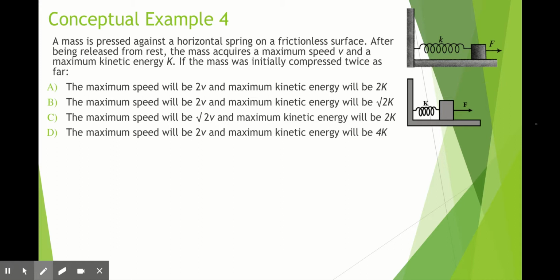we have a mass that's pressed against a horizontal spring on a, keyword, frictionless surface. After being released from rest, the mass acquires a maximum speed v and a maximum kinetic energy K. If the mass was initially compressed twice as far, okay, so they're asking us to compare two situations. We're going to first write down the information given to us in situation 1. So a mass is pressed against a horizontal spring. Okay, so up here I have my first image.